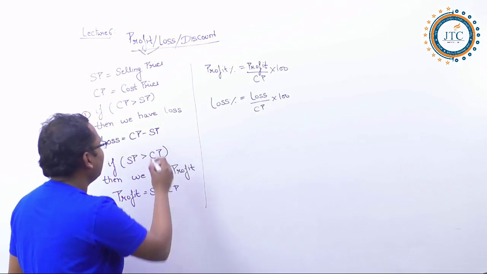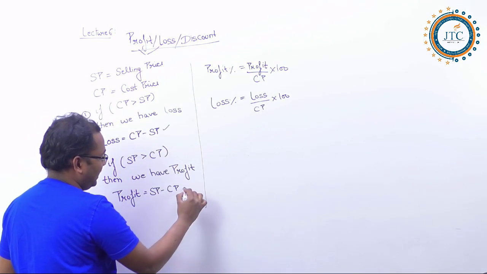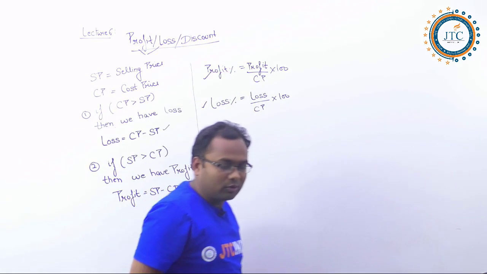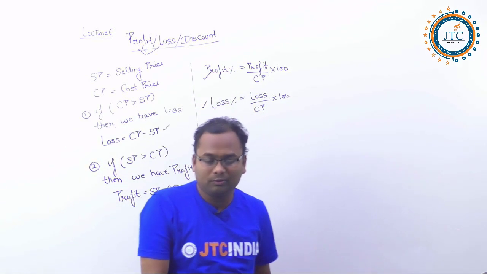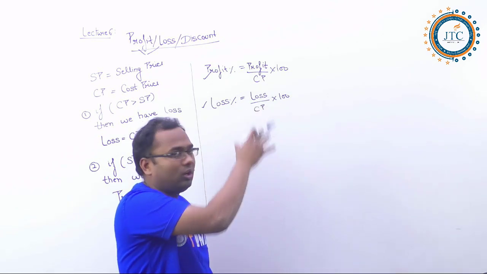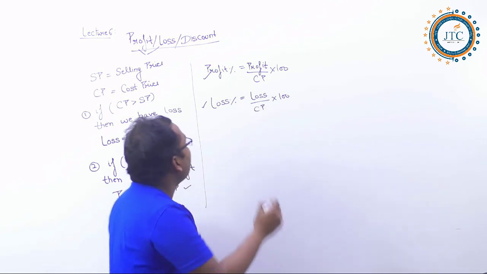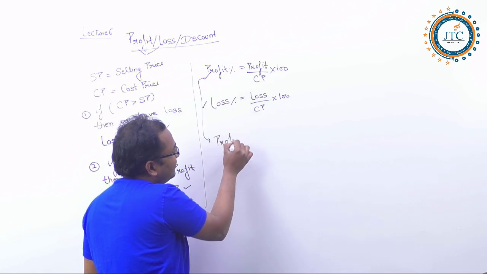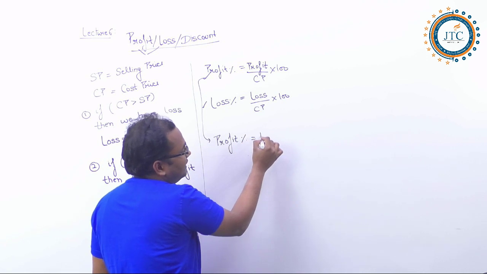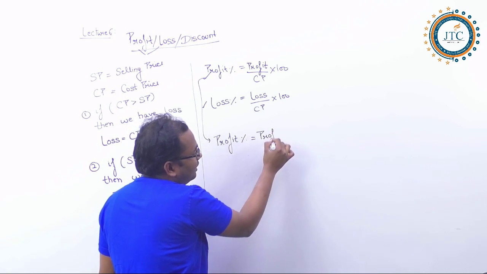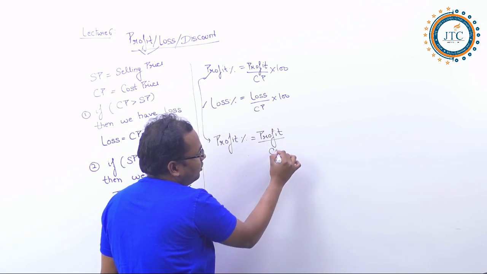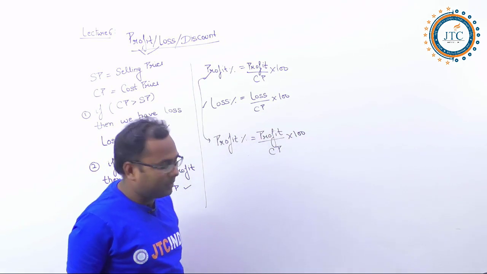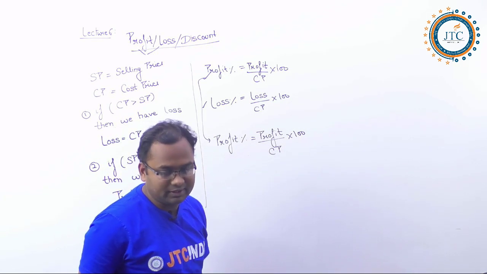Basically, we have four formulas in this chapter. The first is this one, second this one, third is this one, and fourth is this one. On the basis of these four formulas, we can do all the questions. So elaborating this formula, what is profit percent? Profit percent is equal to profit upon cost price into 100.